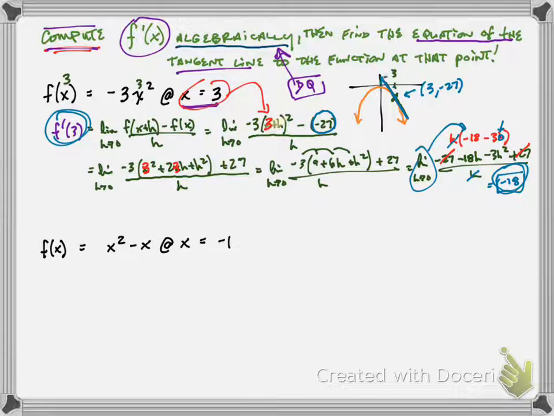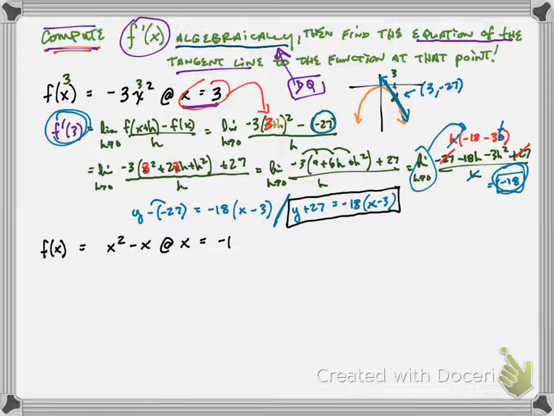And so the equation of this line right here that we've drawn is y minus negative 27. That's y minus y1 is equal to m, negative 18, times the quantity x minus 3. Of course, y minus negative 27 is y plus 27. So we've got y plus 27 is equal to negative 18 times the quantity x minus 3. And as I've mentioned before, it is completely acceptable to leave this in point slope form. If you really wanted to convert it to slope intercept, you could go ahead and do that, but it's completely acceptable to leave it in point slope form.